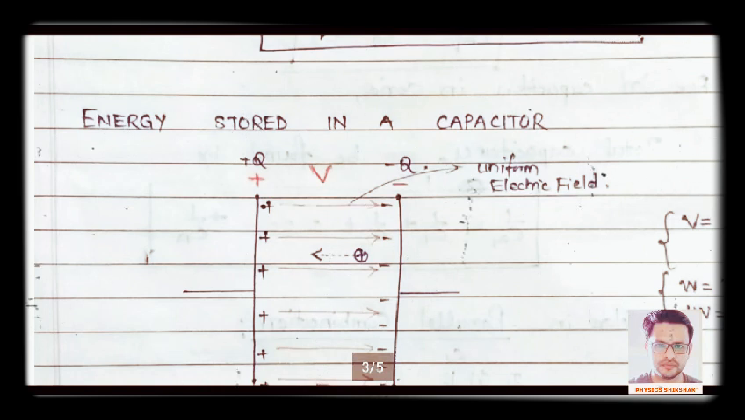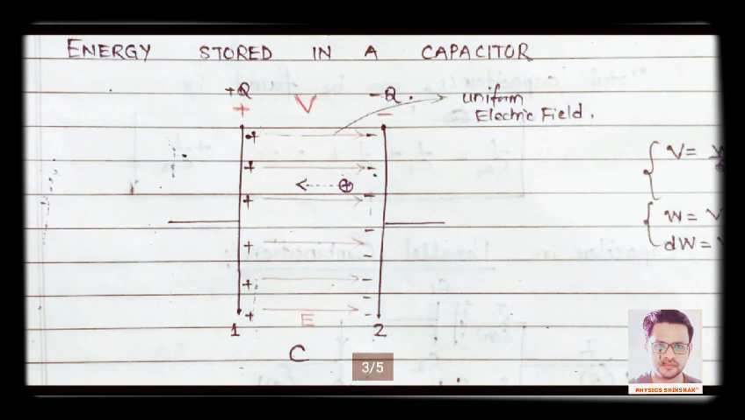So what happens in a capacitor? That's what we are going to do: find the energy stored by the capacitor. Let's consider a case where you can see a capacitor plate, and equal opposite charges are accumulated over the plates of the capacitor, and consequently there is a potential difference capital V between the plates. You can see the direction of the electric field here. It will be from the positive plate to the negative plate.